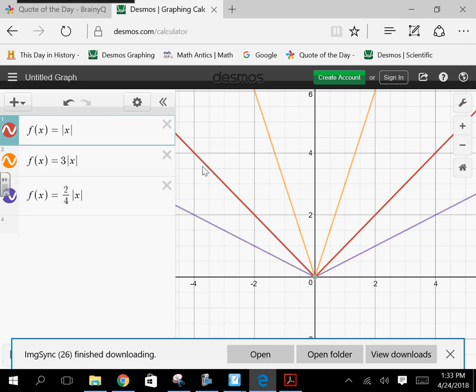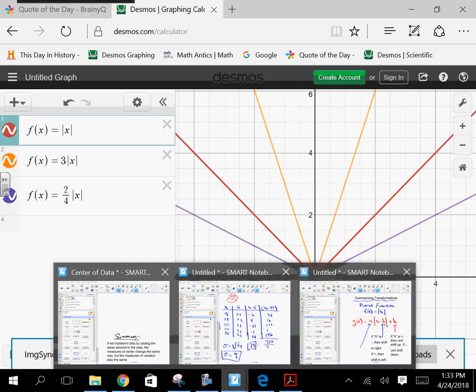So vertically shrinking, that means it's going to open up. We're shrinking it or stretching it. Okay, so it's vertical stretch, vertical shrink. Stretch is in yellow, shrinks in purple. Let's go back to our summary. Watch this.